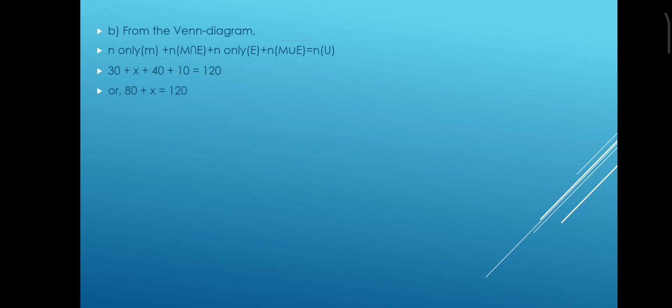Or 80 plus X is equal to 120, or X is equal to 120 minus 80, which is equal to 40. Therefore X is equal to 40, or n M intersection E is equal to 40. Now the value of X is 40. Therefore, the number of students who like both mathematics and English is 40.